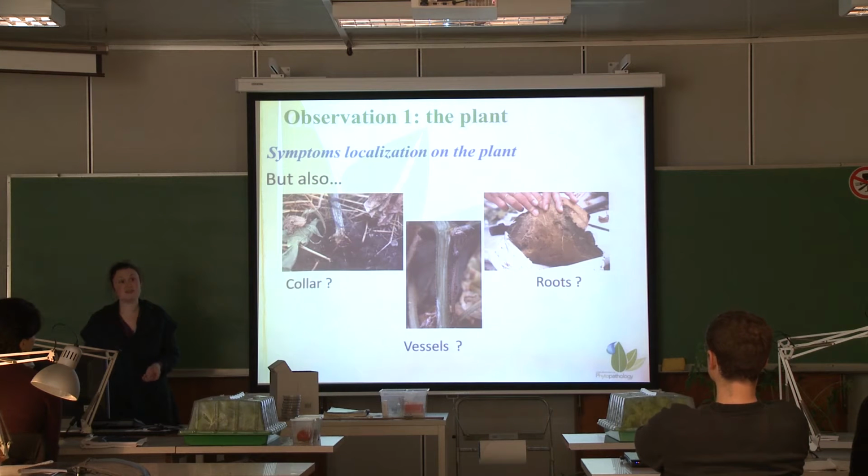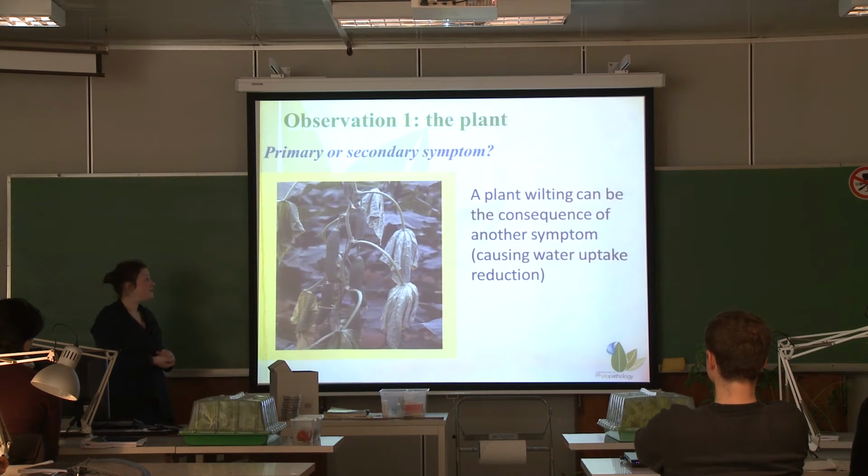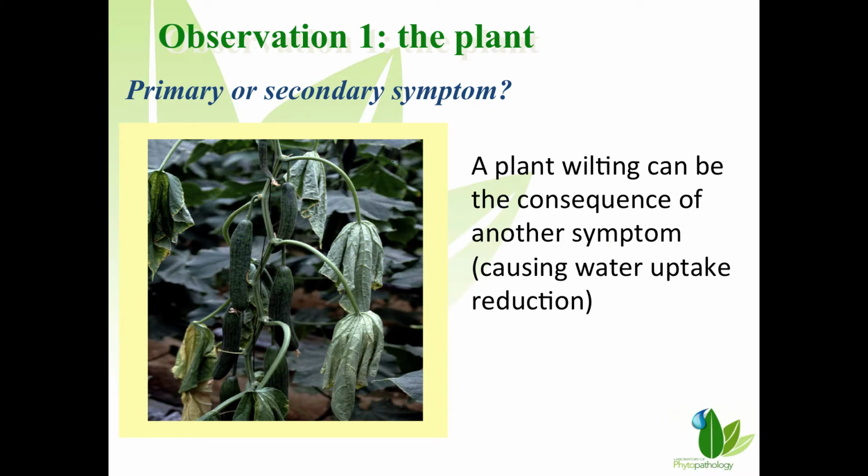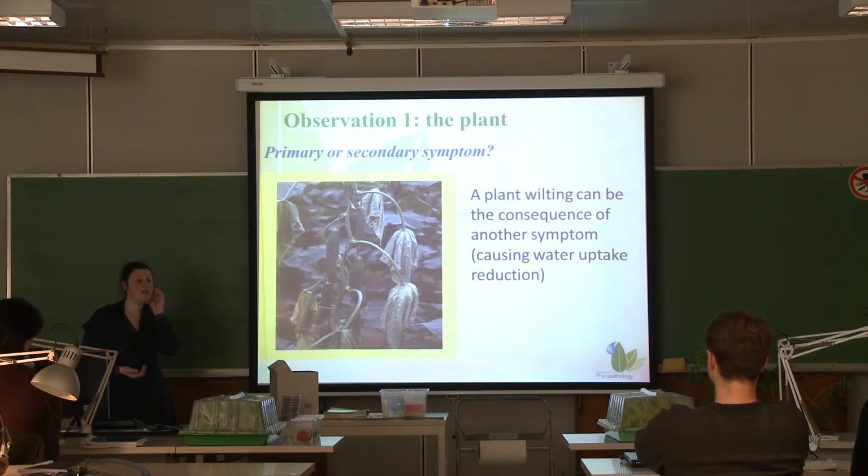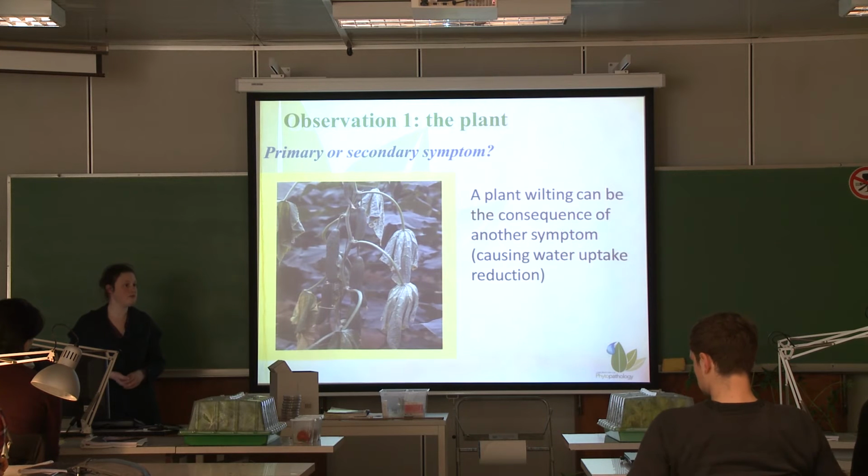Sometimes it's also more complicated because the symptoms that you directly observe will not be the primary symptoms, but secondary symptoms, that is, symptoms that are the consequence of a primary symptom. For example, here you have a cucumber plant which is wilting, and in fact the wilting is a secondary symptom caused by a primary symptom, which can be damage on the roots or on the vessels, which are causing the wilting of the plant. So you have to be aware of that also when making your investigation.